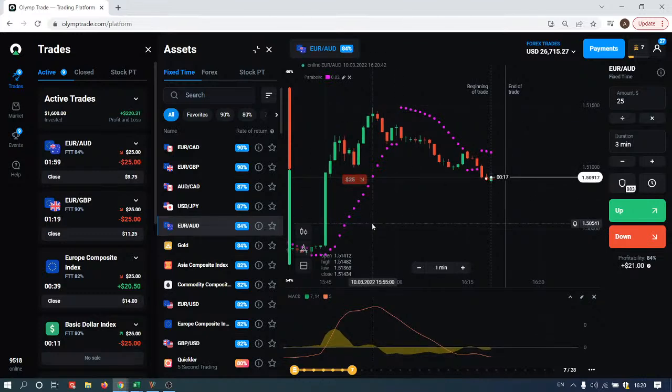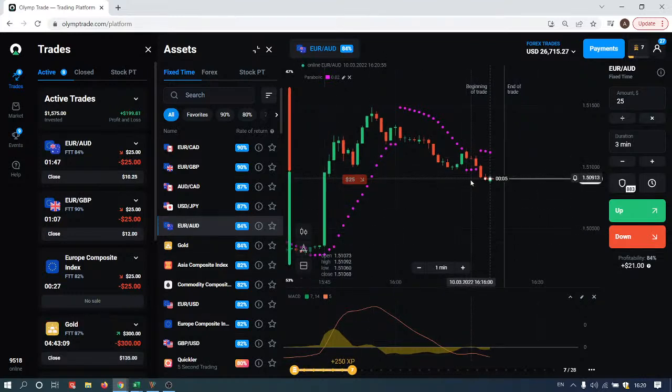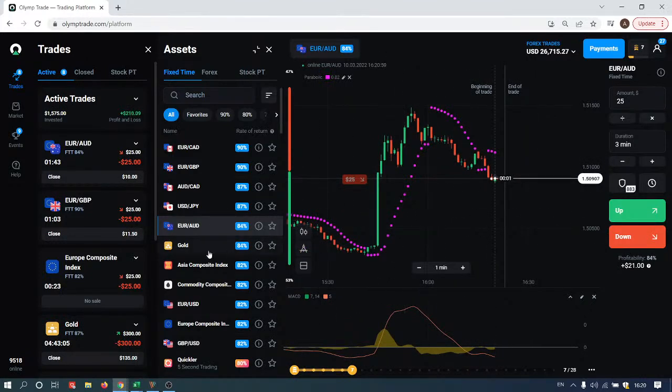So you just go ahead and open a trade. There isn't a super specific moment where you need to open the exact moment to open a trade. So as long as the conditions are there, you just go ahead and open trades.